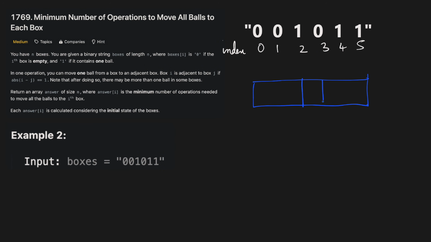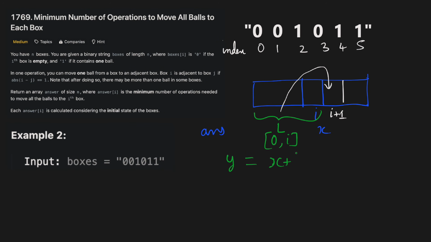Suppose for the given array, we have already solved the answer for the ith box. That is, we know the minimum number of operations to move all the balls to box i, and let the answer be x. And now we want to solve for the i plus 1th box. Let's call it y. And now suppose there were L balls to the left of the i plus 1th box. That is, there were L balls in the range 0 to i inclusive. Then the total additional operations to move all the balls one step further to reach i plus 1 will be L. So our answer y will be equal to x plus L.